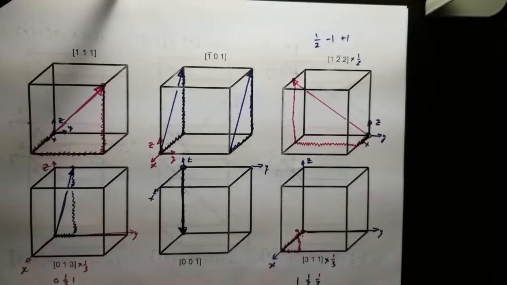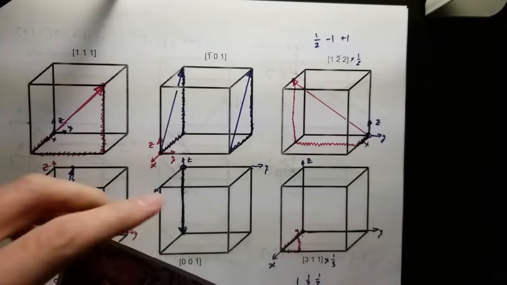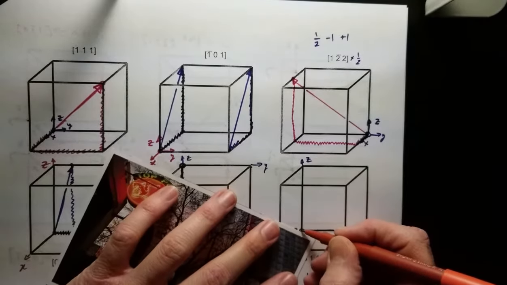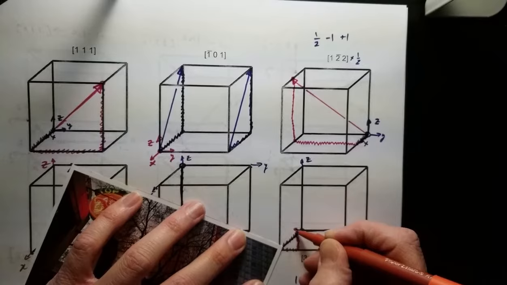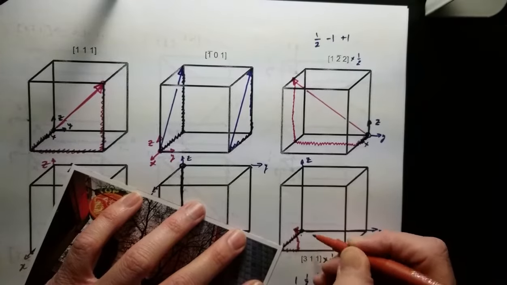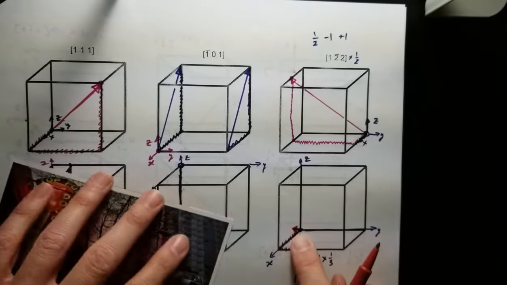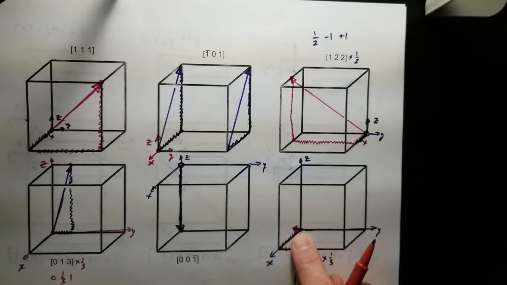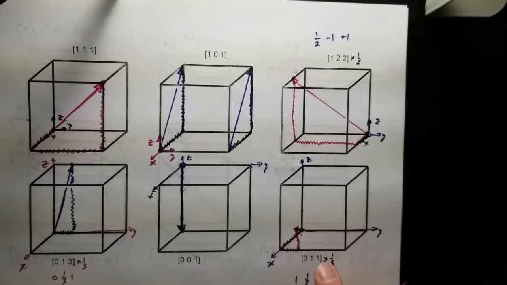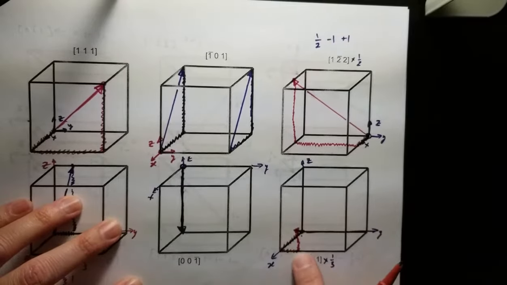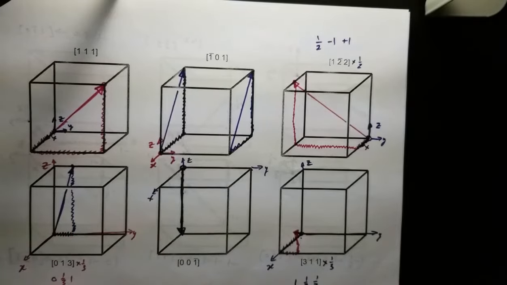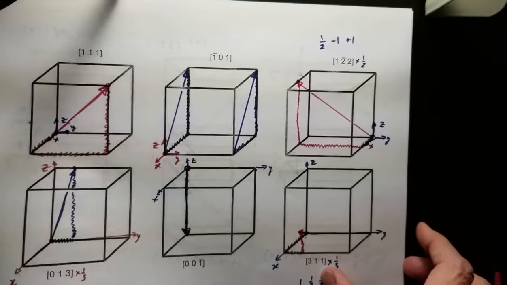It's kind of tough to see the way the angle is, but it's basically going from this back corner to the front face, like that. Again, it's not a very clear picture just because of the angle, but hopefully you can see from the trace that we go 1/3, 1/3. So that is how we deal with Miller index directions.